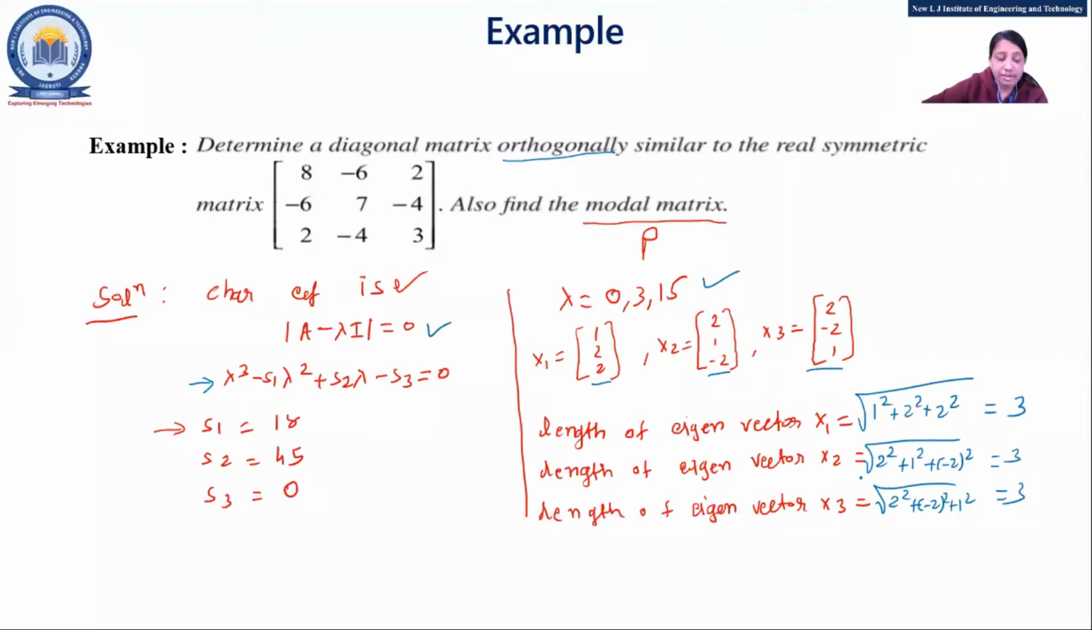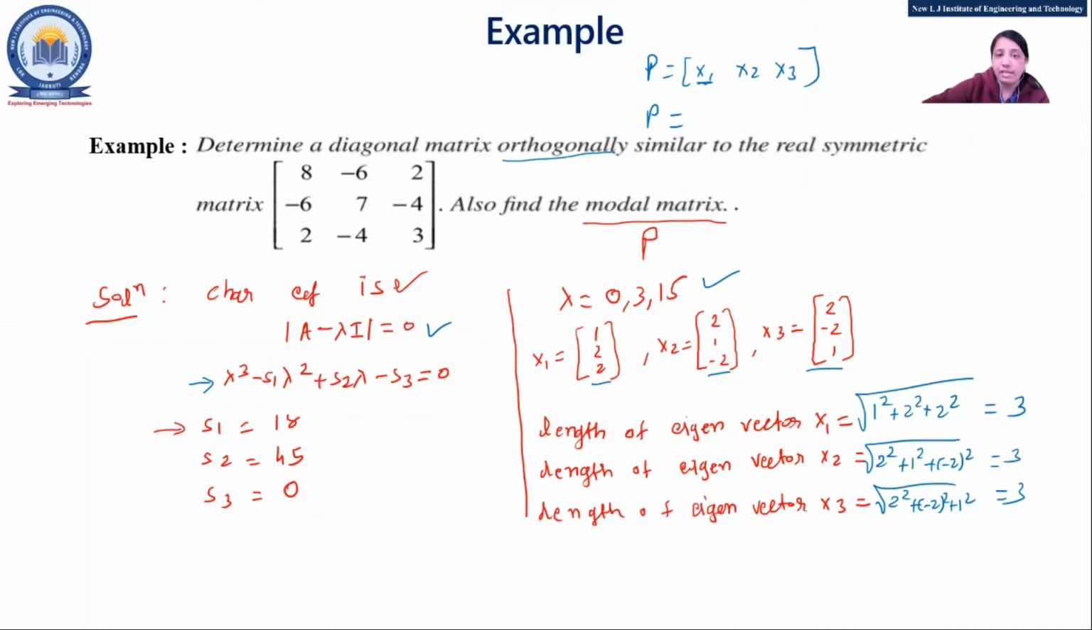Whatever your model matrix. Normally model matrix is what? P is x1, x2, x3. But now in orthogonally, the P matrix would be what? Whatever the elements of x1 are there, that is 1, 2 and 2, will be divided by length of this. What we can say a 3, right?